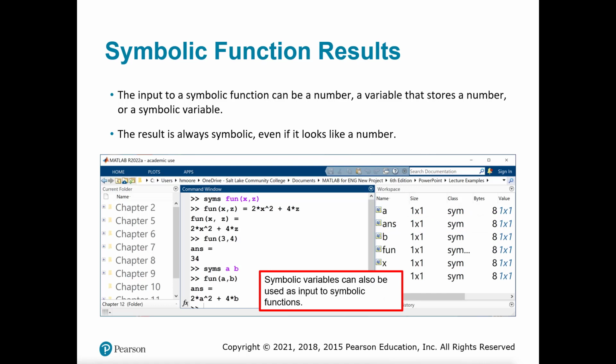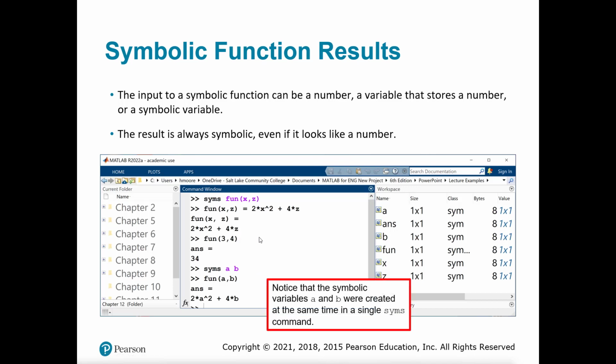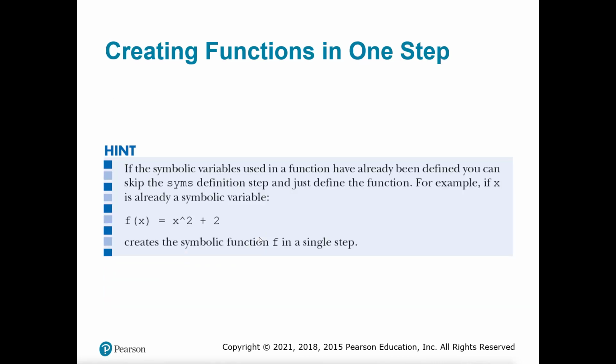Symbolic variables can also be used as inputs. So if we created symbolic A, symbolic B, and put them in there, one advantage to doing this is you could set the output to this equal to another variable, and then this equation would be assigned in symbolic form to there, and this would still be in its regular XZ form. So they were created in the syms command. Okay.